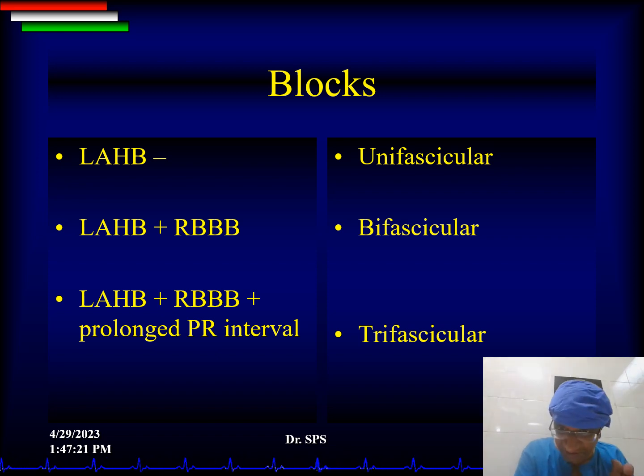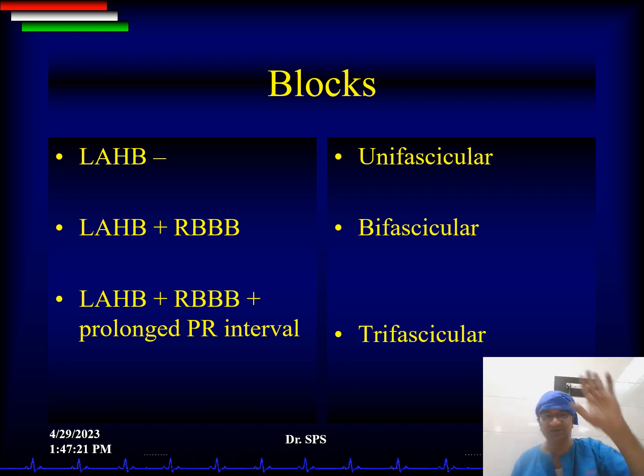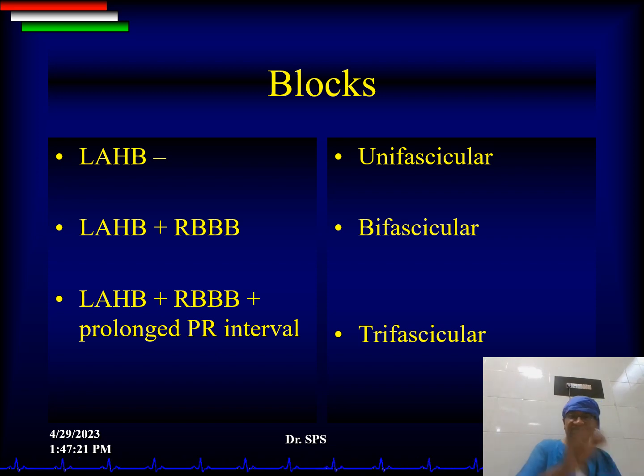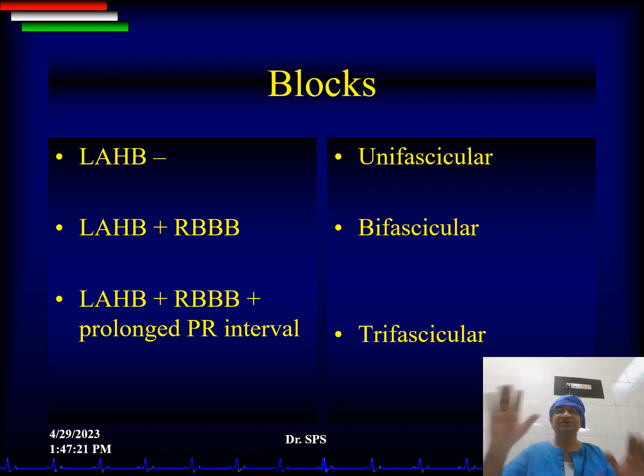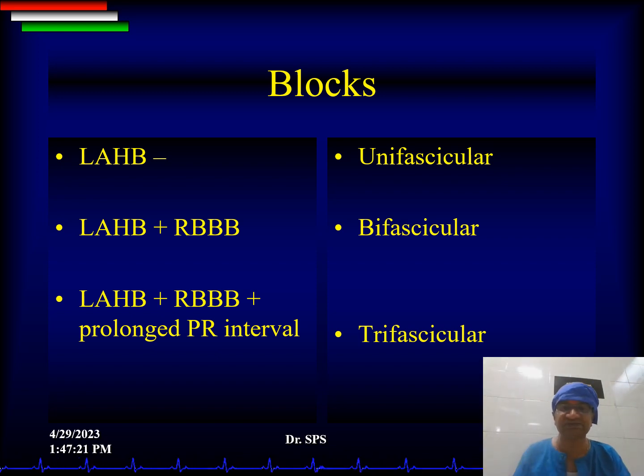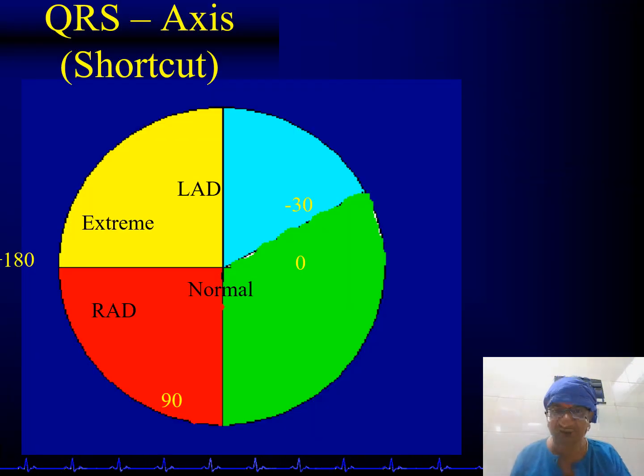If you have LAHB, RBBB and prolonged PR interval. What is this prolonged PR interval? First degree heart block. Left anterior hemi bundle is gone. Right bundle is gone. Only the left posterior is there. All these with prolonged PR interval. This is called trifascicular block.